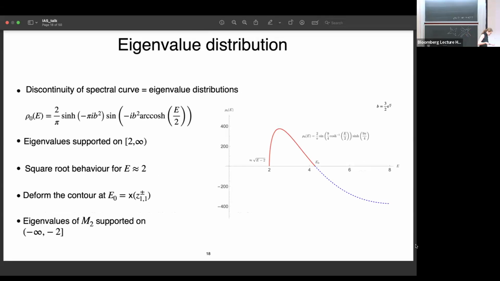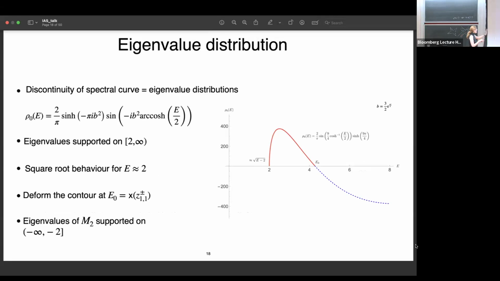But then, as asked before, I'm always just going to focus on one matrix from now onwards. You can do exactly the same calculation for the second matrix. By studying the discontinuity of the spectral curve, you get the eigenvalue distributions. For example, for the first matrix, you get this eigenvalue distribution. Let me stress here that b squared was purely imaginary, so minus i b squared is real. That's why the argument here is really real valued, and the argument here is real valued.